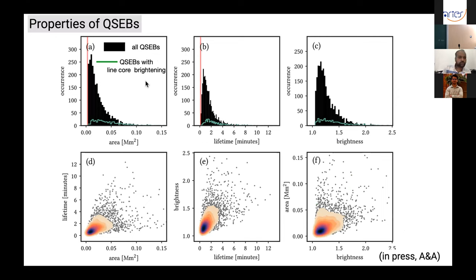I'm also showing the statistics of the different events here, like area. What we find is a kind of power law. We find more and more events which are smaller in area, and events with larger area decrease almost exponentially.